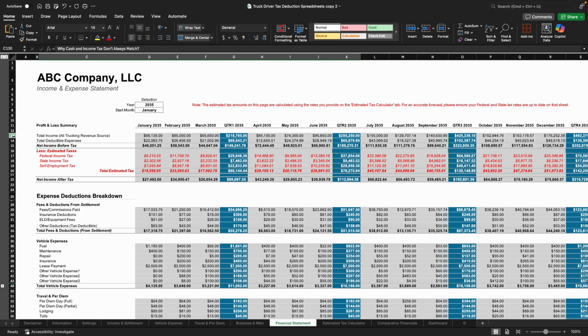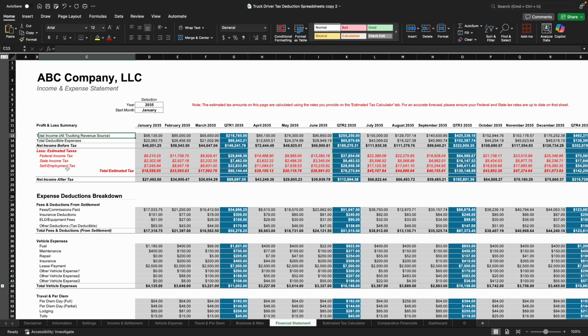So as you can see here on the very first line, what it's doing is taking all of your income, your total income, all your trucking revenue sources. So you might wonder, okay, why is it not using my net payout, right? And why is it taking your total income?